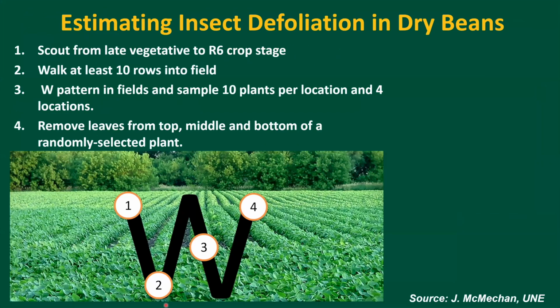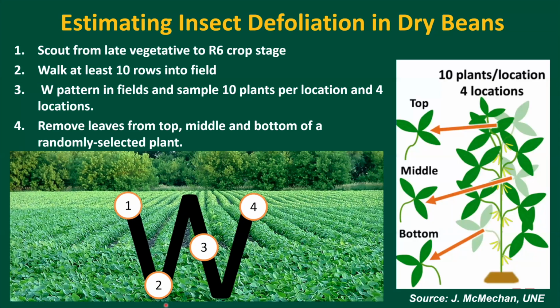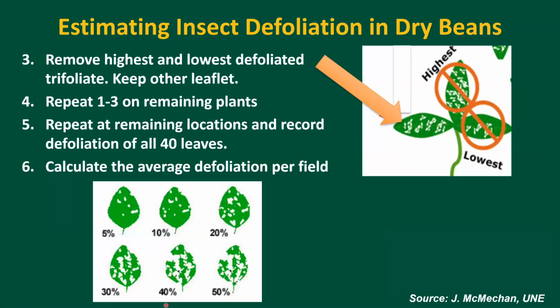And for estimating defoliation in dry beans or soybeans, we recommend you walk a W pattern, sample 4 sites, and look at 10 plants at each site. Then sample the leaves in the bottom, middle, and top. And then once you have your 10 leaves, remove the highest and lowest, and then do the defoliation estimates on the remaining trifoliate leaf. And then calculate an average among all the leaves that you've collected.